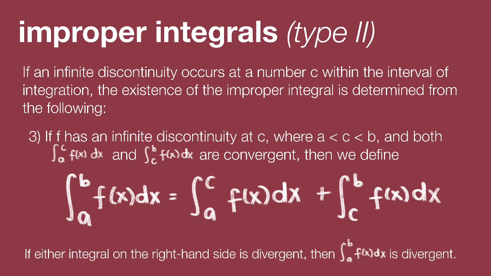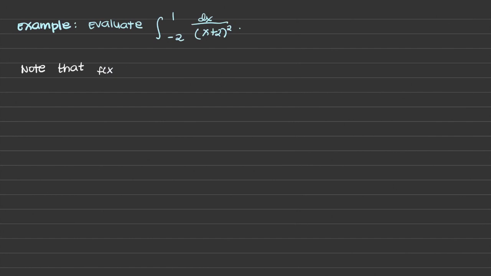And also, like before, if either integral on the right-hand side is divergent, then yung integral from a to b of f is also divergent. So for example, we have this integral. Evaluate the integral of 1 over x plus 2 squared dx from negative 2 to 1. So note na yung integrand natin, 1 over x plus 2 squared, meron siyang infinite discontinuity sa x equals negative 2. And continuous siya everywhere else naman, no?